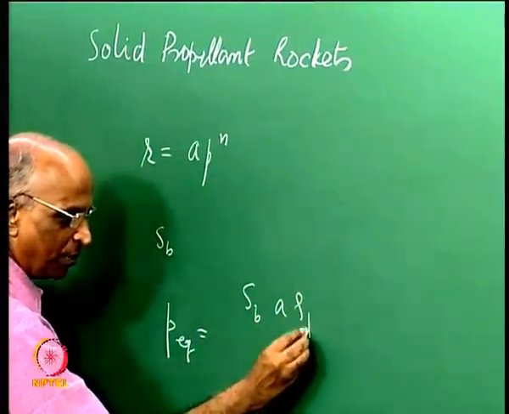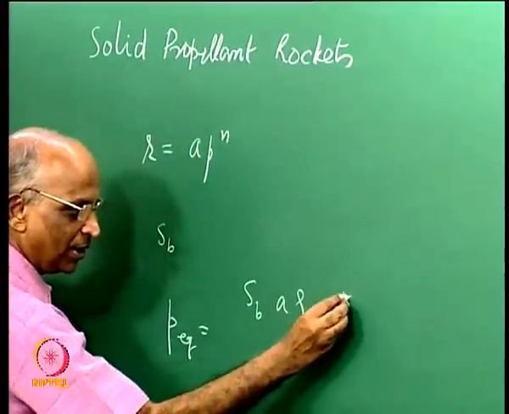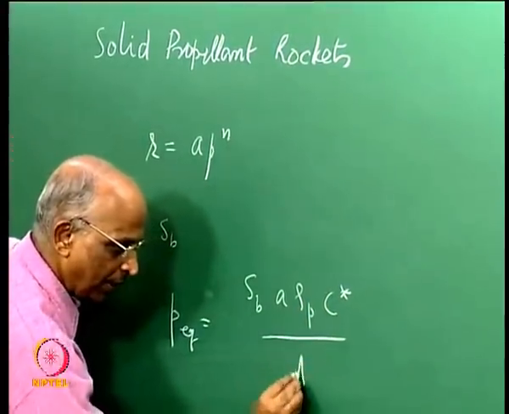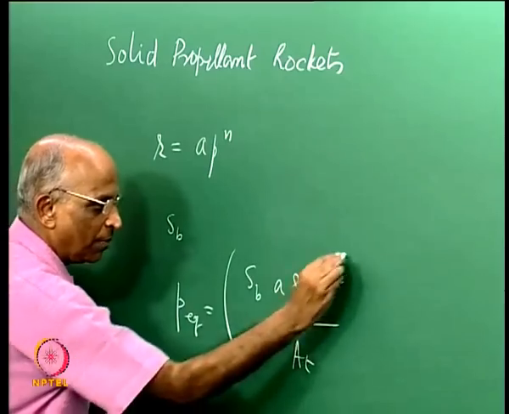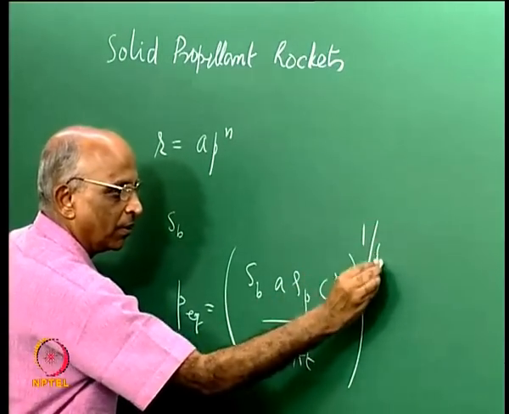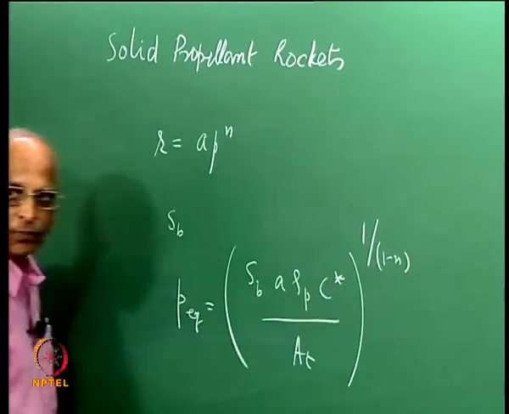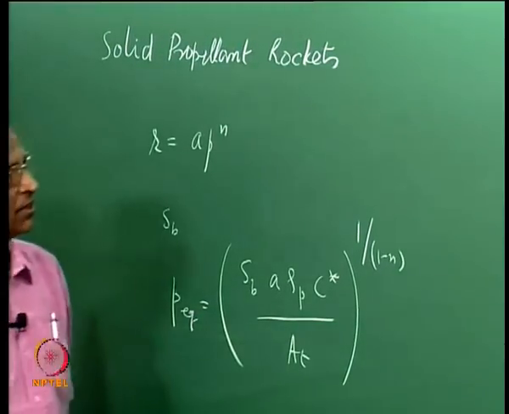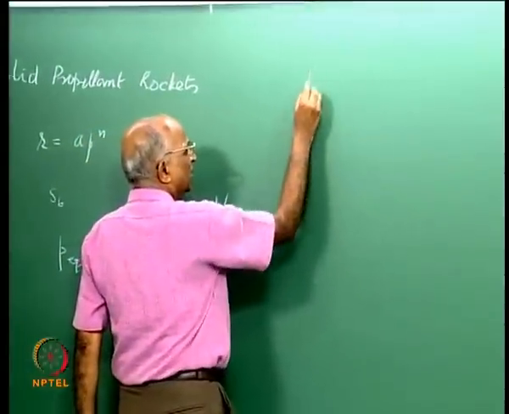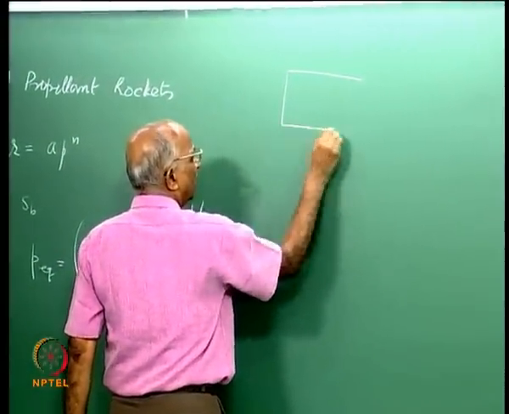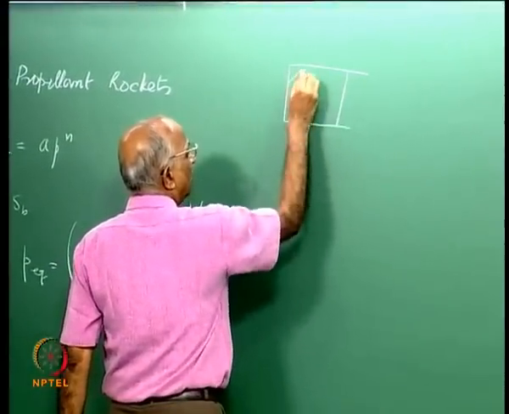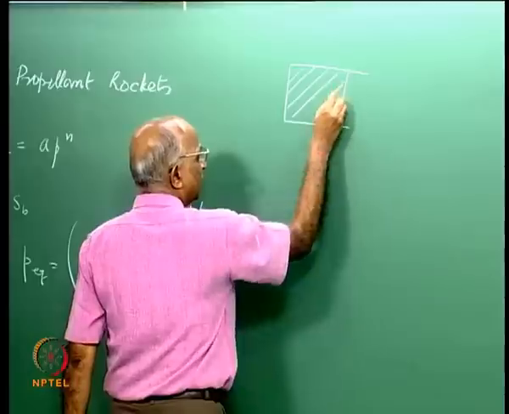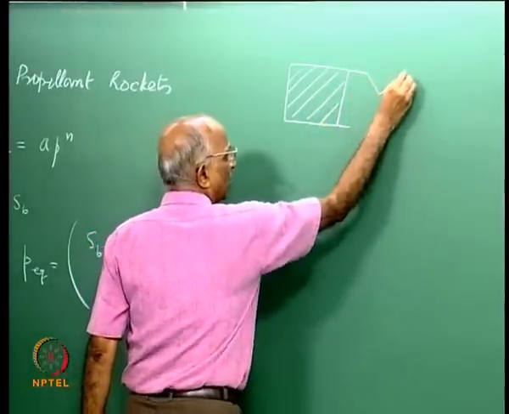We had rho p here, we had C star here, divided by At over here, to the power 1 divided by 1 minus n. How did this come? We said if I have a rocket, let us say we considered a simple scheme wherein I had propellant enclosed in a case, and I had a nozzle here.